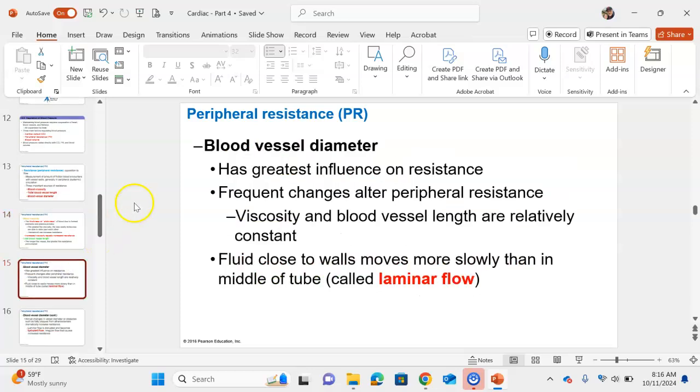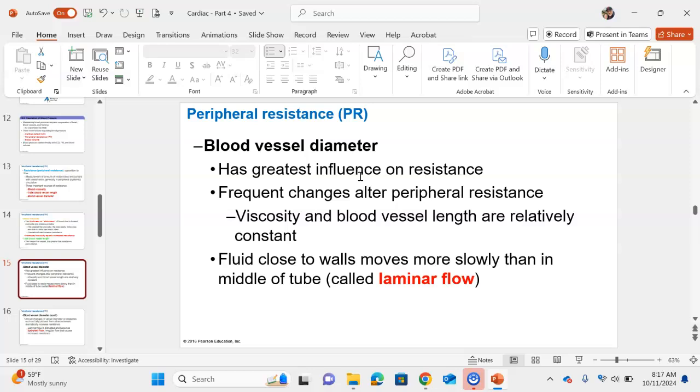But blood vessel diameter, however, can change extremely rapidly. So blood vessel diameter is how big the lumen of the blood vessel is. And so this one, like it says here in this first bullet point, has the greatest influence on resistance, because the body can actually manipulate this fairly quickly. So blood vessel diameter has, again, a very dramatic impact on peripheral resistance.